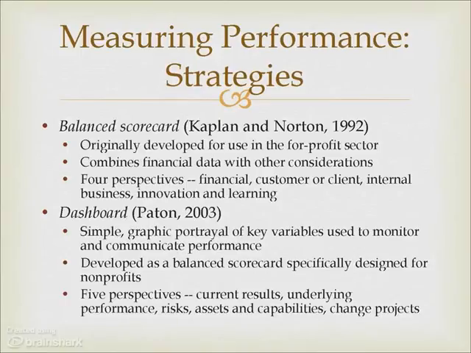There are 5 perspectives: current results, underlying performance, risks, assets, and capabilities, and change projects. So read about that and understand that this is specifically for nonprofit organizations and measuring performance. It's a strategy to measure performance and how well the nonprofit organization is functioning.